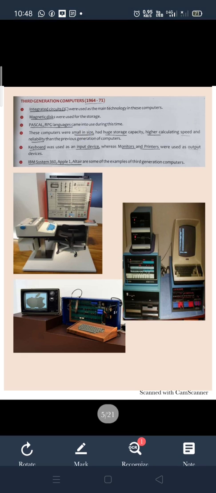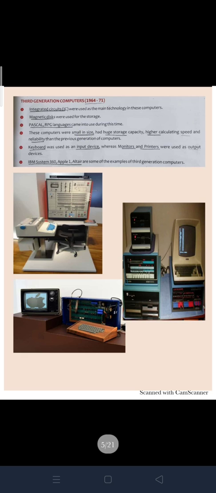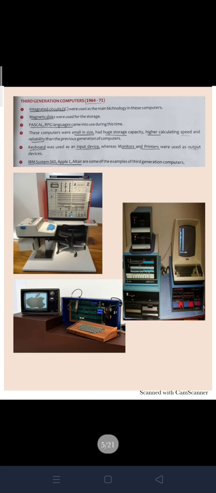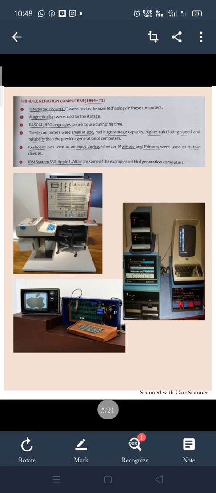So these computers were small in size, their calculating speed increased, and they were more reliable, that means they could do very good, correct calculations. Their storage capacity was also good.